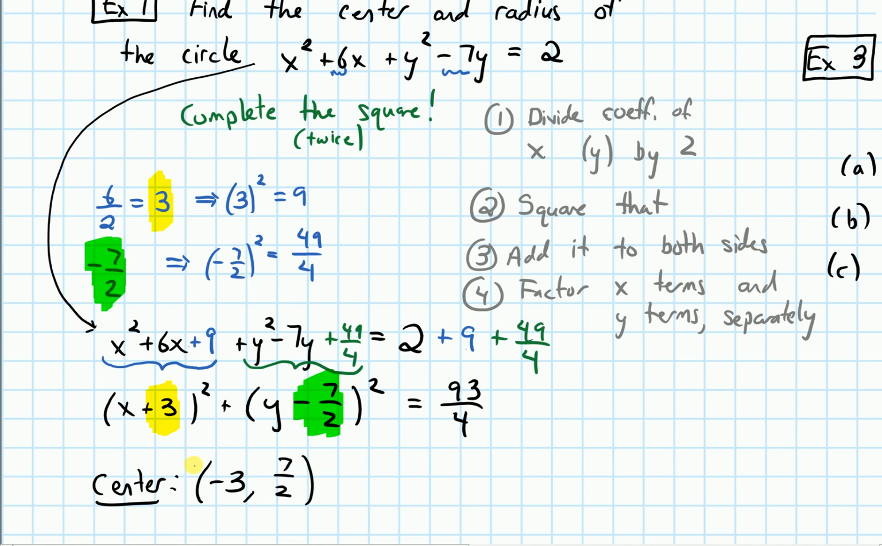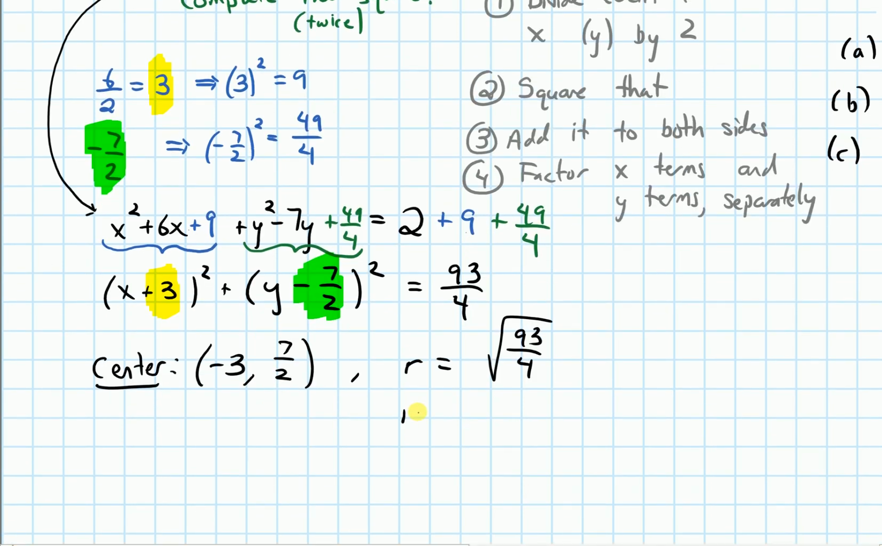The way I remember it, my little trick, is I think about what I plug in for x to make this parentheses term 0, and that's -3. And what do I plug in for y to make the thing in this parentheses become 0, and that's +7/2. So that's my center. And then the radius is going to be the square root of 93/4, which we can simplify a little bit. We get root 93 on top and 2 on the bottom. So we have our center, and we have our radius.